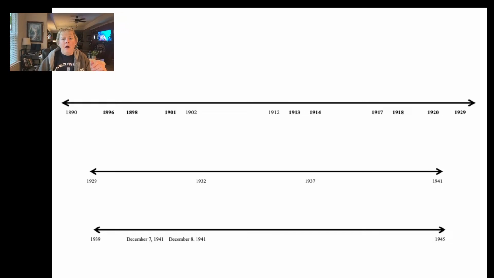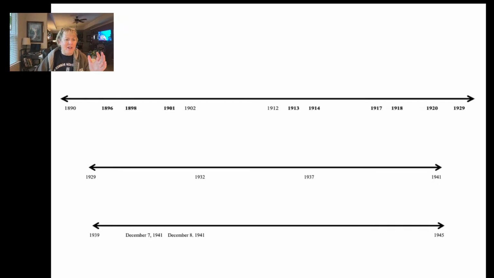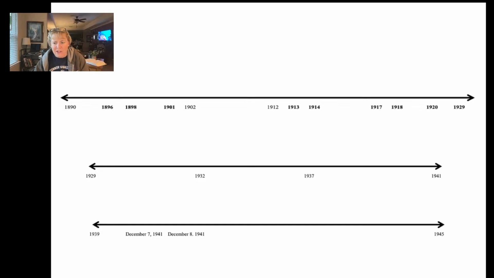There we go. All right, so here are the timelines that are basically covered in this time period. I have it set up as 3 separate timelines, and this is really how I would look at this time period if I were you. Look at it in chunks. This first timeline covers essentially imperialism and the progressive era, and that goes from 1890 to about 1929. You have the Roaring Twenties in there as well.